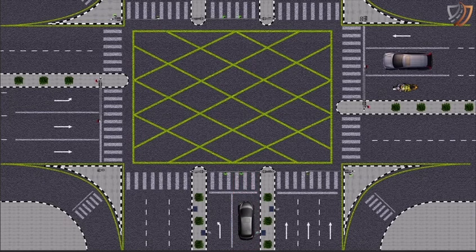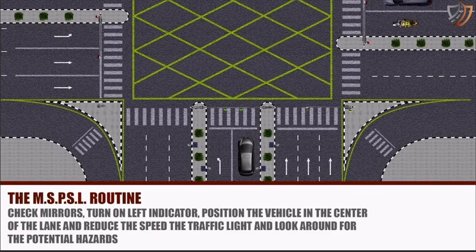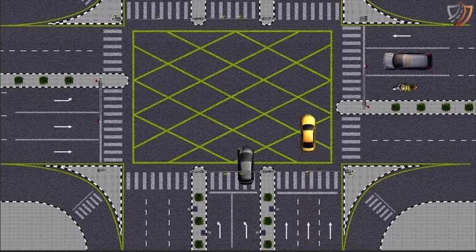After lane change, start approaching in the selected lane by following the MSPSL routine. Check mirrors, turn on left indicator, position the vehicle in the center of the lane, and reduce the speed. Obey the traffic light and look around for the potential hazards, such as pedestrians, cyclists, vehicles in the yellow box, and emergency vehicles. Once the signal is green and exit is clear, motorists can turn in the corresponding lane of the new road with an appropriate turning angle.